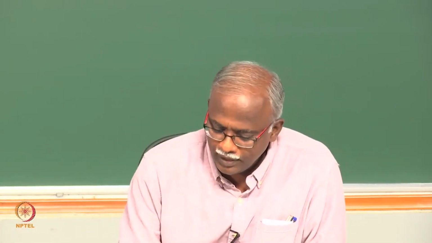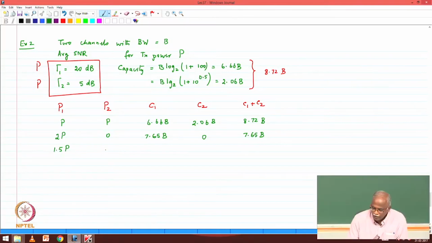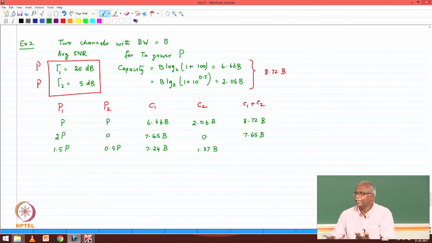Say, okay, instead, I'm going to give 1.5P and 0.5P. So basically, we say the good channel, give it a little more power, but don't take away all the power from the bad channel, give it some of it. And it turns out that this comes out to be 7.24B and 1.37B. Again, you're plugging in different scale factors into the SNR, and this comes out to be 8.61B, very close to optimal. Not optimal, very close to the case of equal distribution of power.